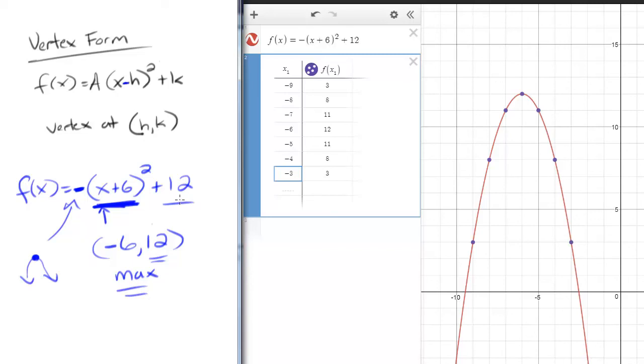That largest value comes from this term right here. It's this value. Why is that the maximum output value? It's because we're plugging in something that doesn't subtract anything from that 12. And we find that x value by figuring out what gets plugged in here to zero out that term.